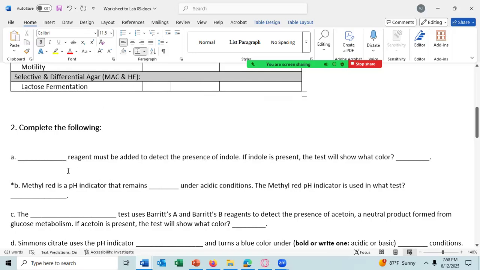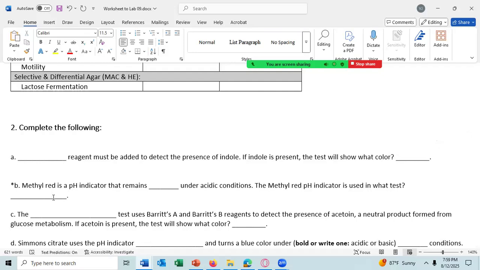For 2A, 1, what is the reagent that must be added to detect the presence of indole? So name the reagent. And if indole is present, the test will show what color. So give me the color there. For 2B, if methyl red is a pH indicator and it remains what color under acidic conditions, and then methyl red pH indicator is used in what test? Any question about any of that?